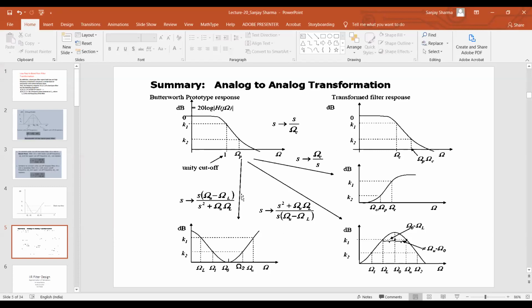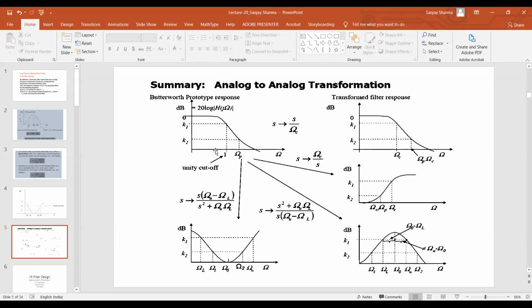So this figure actually explains the crux, the summary of what we have discussed as far as the transformations are concerned. These are analog to analog transformations. The first figure is the Butterworth prototype response, where 20 log of H(j omega) is expressed in terms of dB. This is the unity cutoff frequency. That means it is a normalized low pass filter prototype response.